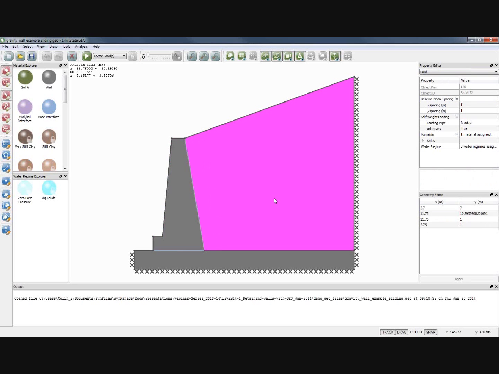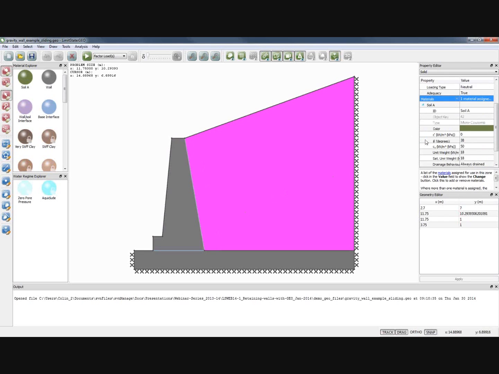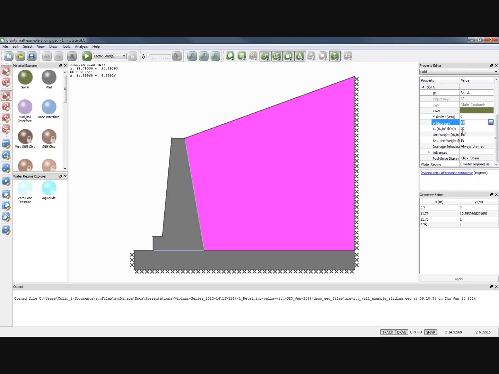So just to look at that, this body of soil behind the wall, I've clicked on that. There's an entry here which says there is one material assigned to it, and that's called soil A. And if I expand that, I can see that soil A has a c' value of 0, a phi' of 38. It also has an undrained strength defined for it. And in the software, you can switch between using undrained and drained properties quite straightforwardly in a number of ways. One way is to just set this setting. This says always drained, so in this case it will always use the drained properties and never use the undrained. But you can change that to a different setting.